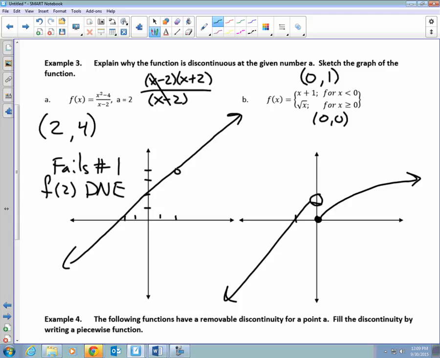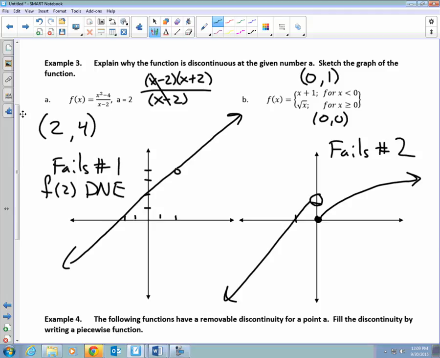True or false? F of 0 exists. True. What is f of 0? 0. So it satisfies condition 1. Does it satisfy condition 2? Why? Why doesn't the limit exist? Yep, different from the left and the right, so therefore it fails number 2. The limit does not exist. True or false? This function has continuity at 0 from the left.